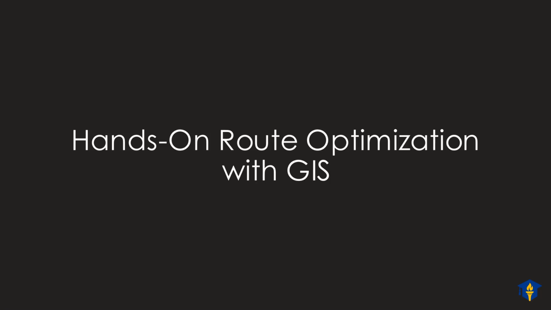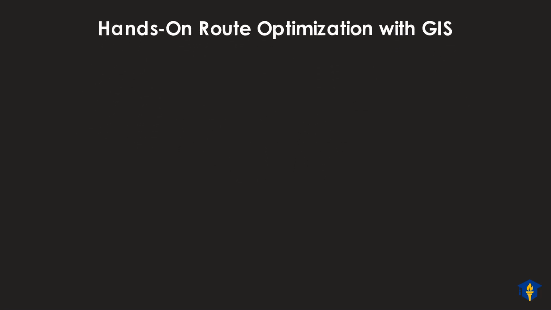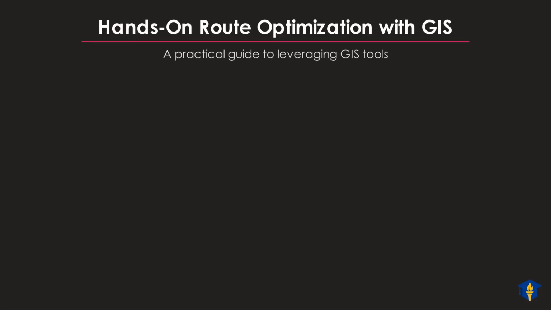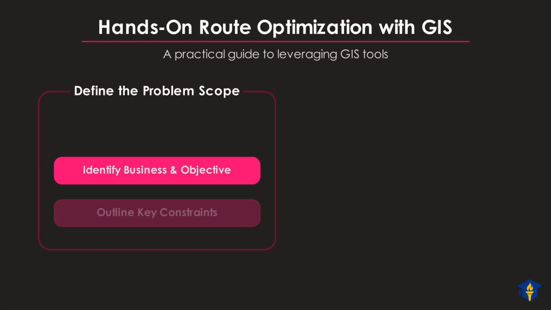Now, let's explore hands-on route optimization using GIS tools. This is a practical guide to effectively leveraging GIS tools for planning. First, we need to clearly define the scope of our problem. This involves identifying the business type and the specific objective.